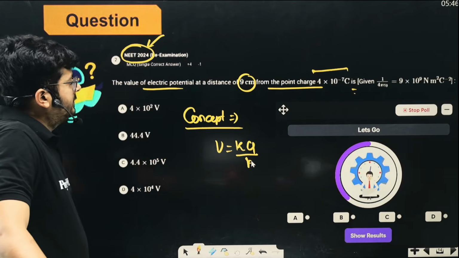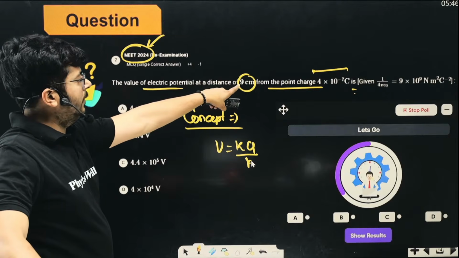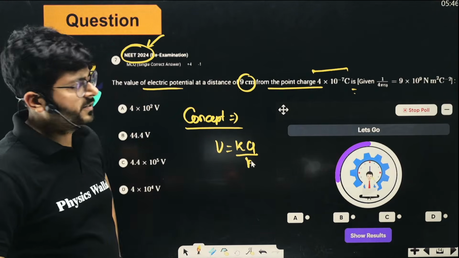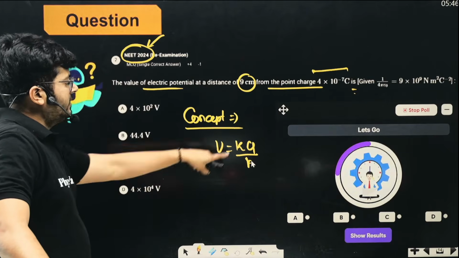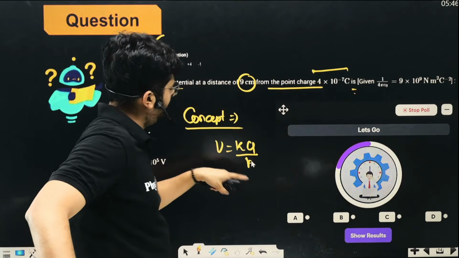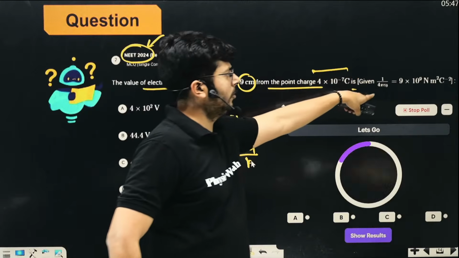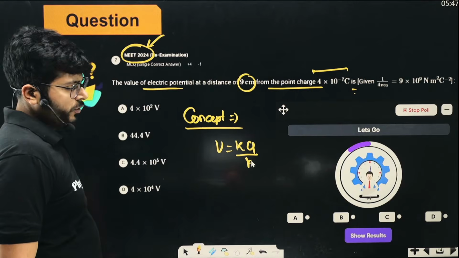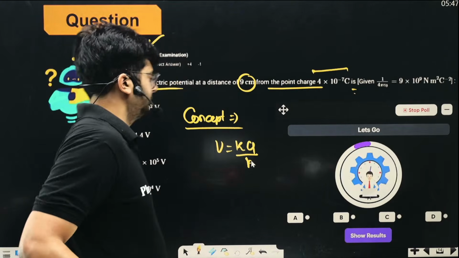KQ by R, right? So we are finding the value at a distance R, 9 centimeters. So convert that into meter, 0.09 meters, right? What is the value of point charge Q? It is given 4 into 10 to the power minus 7. What is the value of K? Which is 1 upon 4 pi epsilon naught, 9 into 10 to the power 9. Everything is given, just multiply it and you should get an answer, right?